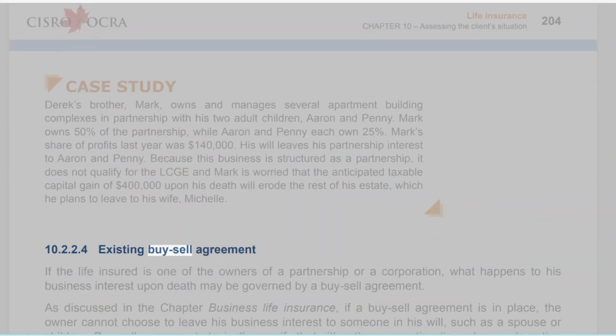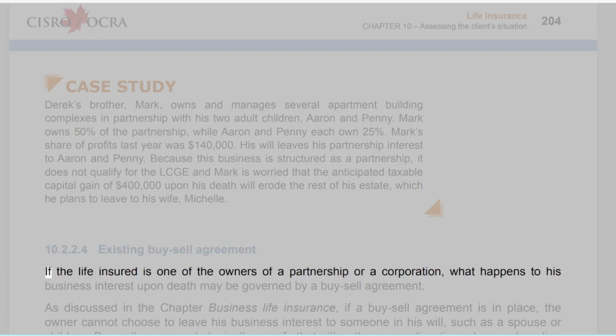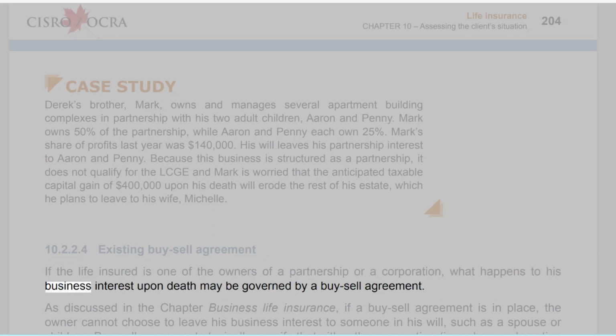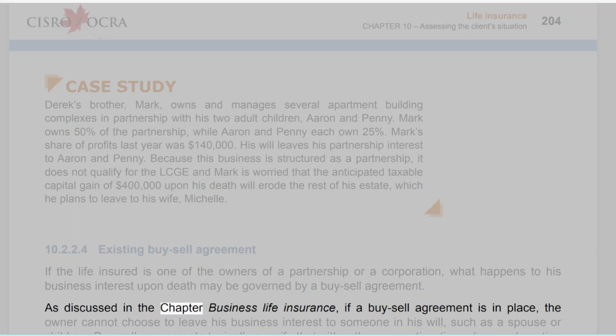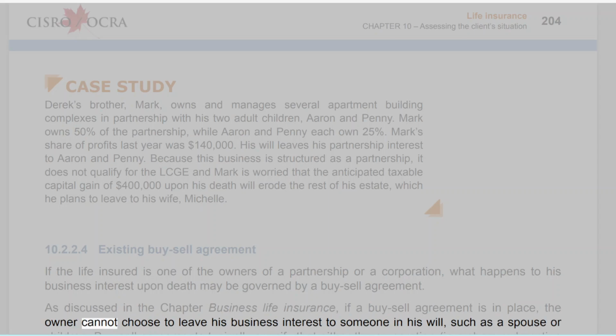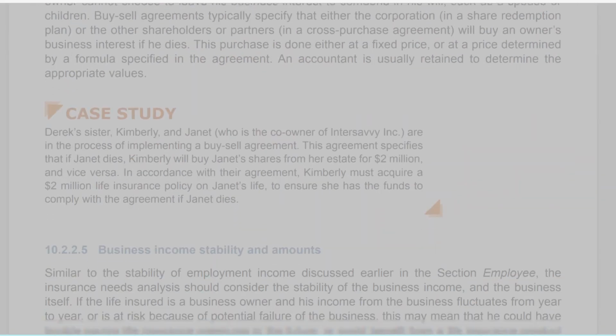10.2.2.4 Existing buy-sell agreement. If the life insured is one of the owners of a partnership or a corporation, what happens to his business interest upon death may be governed by a buy-sell agreement. As discussed in the chapter Business Life Insurance, if a buy-sell agreement is in place, the owner cannot choose to leave his business interest to someone in his will, such as a spouse or children.